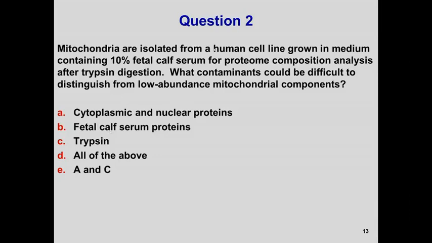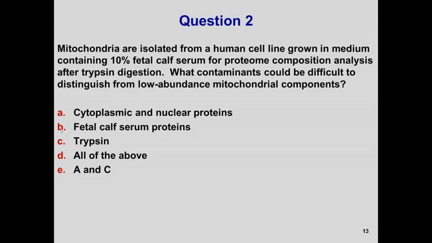So our second question: mitochondria are isolated from a human cell line grown in media containing fetal calf serum for proteome compositional analysis after trypsin digestion. What contaminants could be difficult to distinguish from low abundance mitochondrial components? So I've isolated mitochondria. The ability to analyze this proteome and distinguish it from contaminants is going to be dependent upon my ability to identify proteins that originate from mitochondria from proteins from other sources. Distinguishing the mitochondrial proteins from cytoplasmic and nuclear proteins would be very difficult.